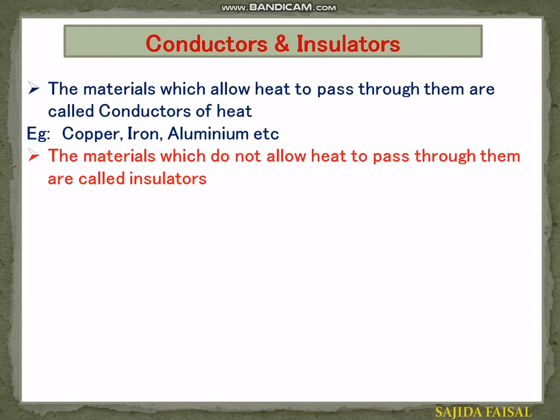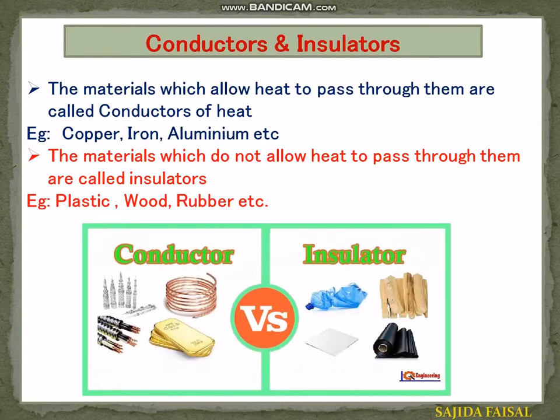Then the materials which do not allow heat to pass through them are called insulators. Examples: plastic, wood, rubber, etc. are insulators. Understood? What are conductors? What are insulators? Conductors are the materials which allow heat to pass through them. The materials which do not allow heat to pass through them are called insulators. You can also identify examples.